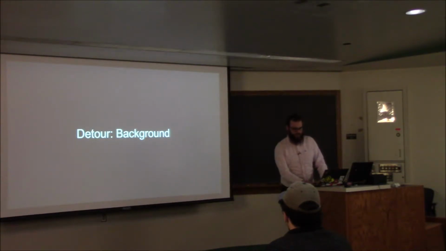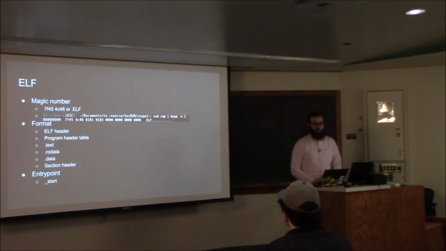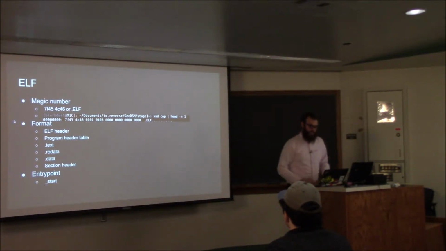So quick little detour. It's not actually a detour, it's very relevant. Background info on some files. ELF is the executable linking format. The magic number that I was talking about earlier for an ELF is 0x7f454c46, and that is ELF in hex. If you run xxd like I showed earlier, you'll actually see the magic number right here.